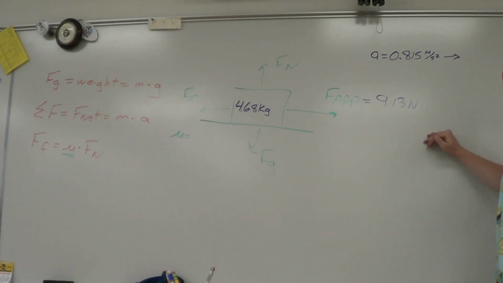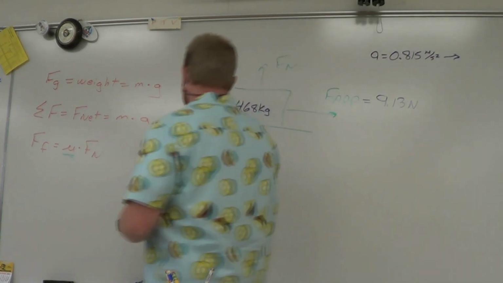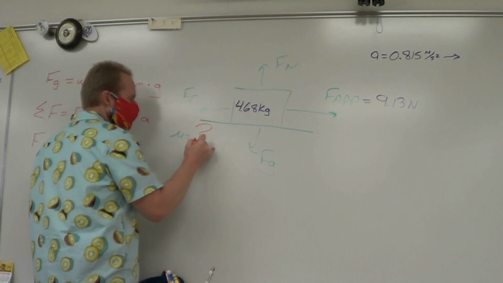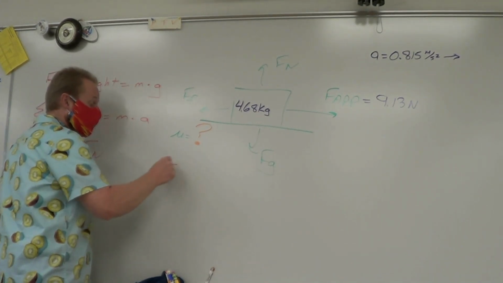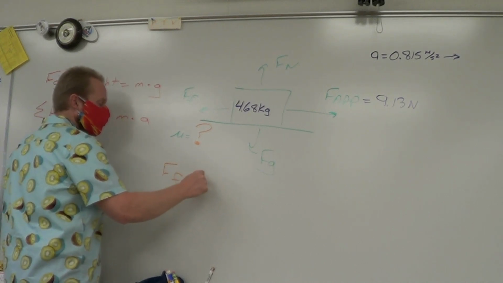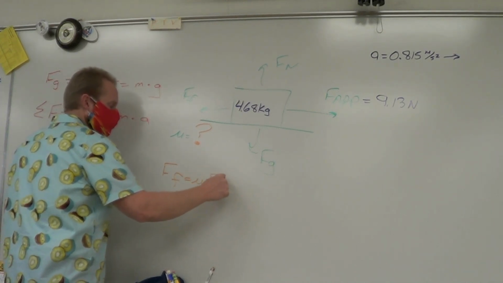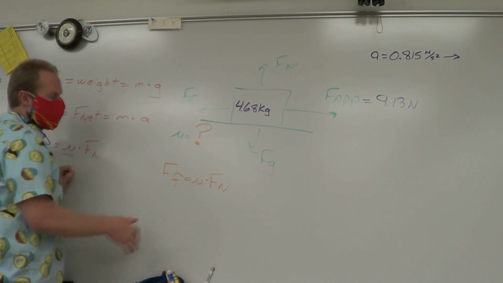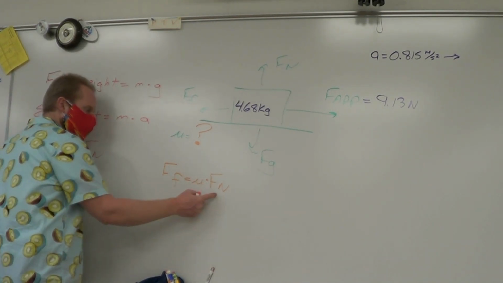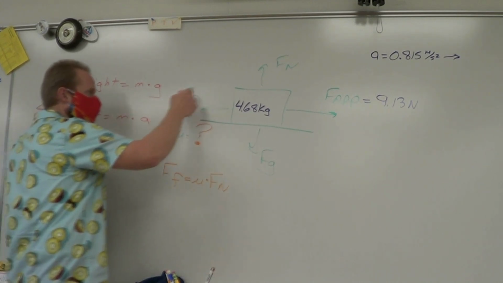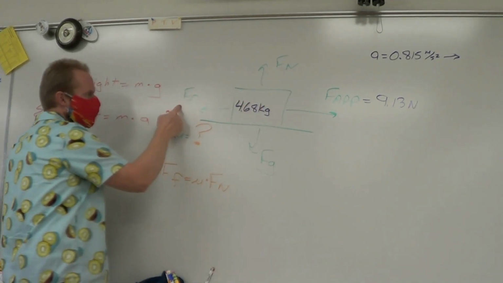So this is what our free body diagram should look like with only the information given. Now, if our ultimate goal is to solve for this, you need to recognize that the only equation that has that in it is this. If I want to solve for the coefficient of friction, I need to know my force of friction and my normal force, which according to my free body diagram, I don't know yet.